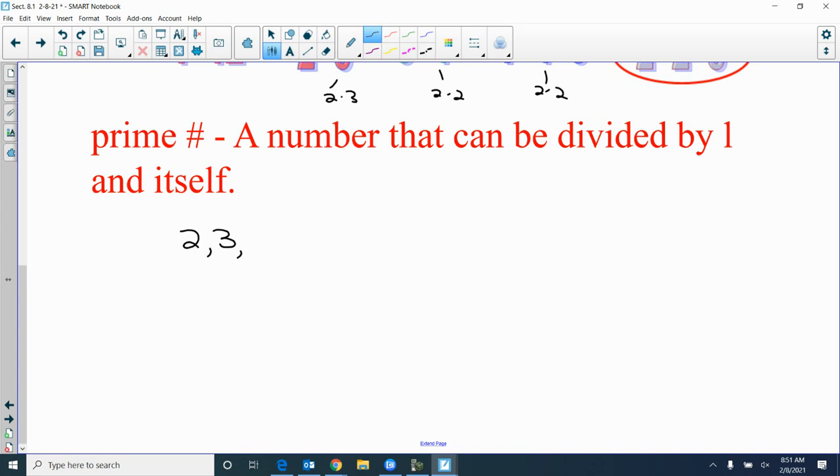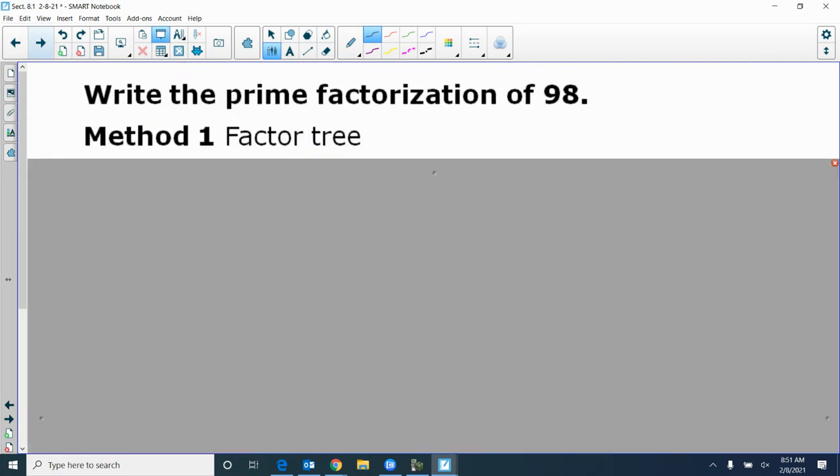2 is the only even prime number because every even number can be divided by 2. So everything else is odd. So 2, 3, 5, 7. 9 is not because 9 can be divided by 3. 11, 13, 17, 19, 23. There's an infinite number of prime numbers, but we want to figure out all the prime numbers that are in a factorization.